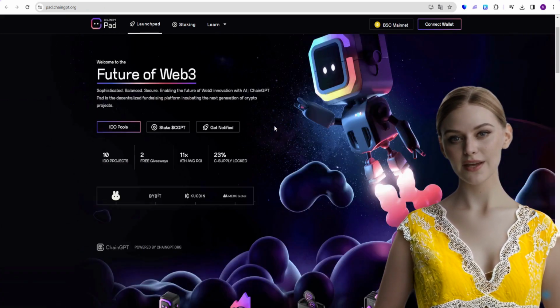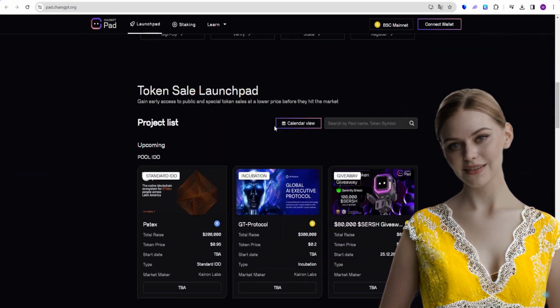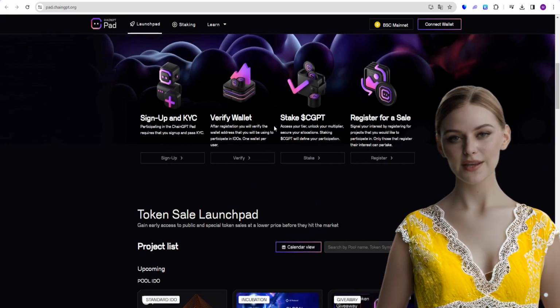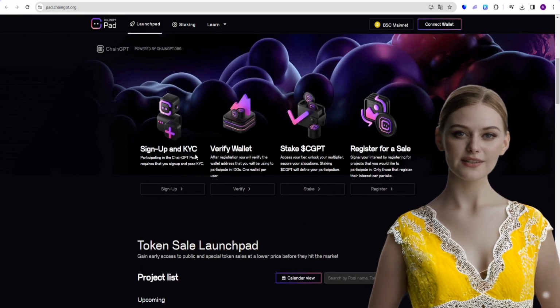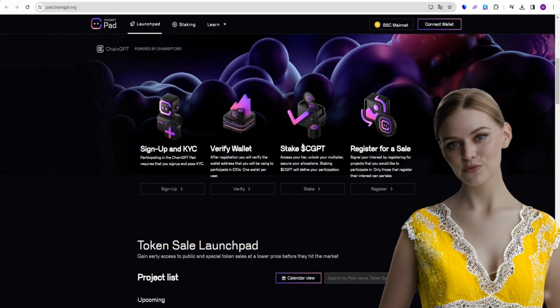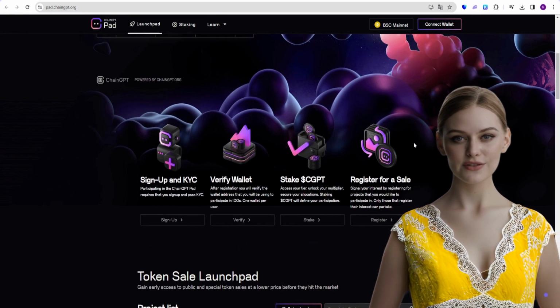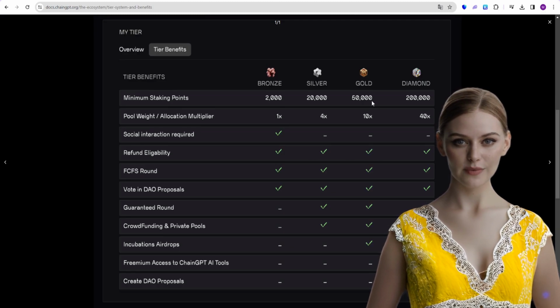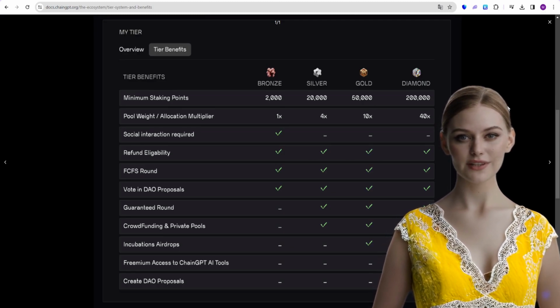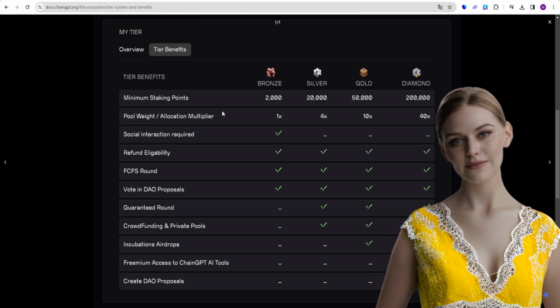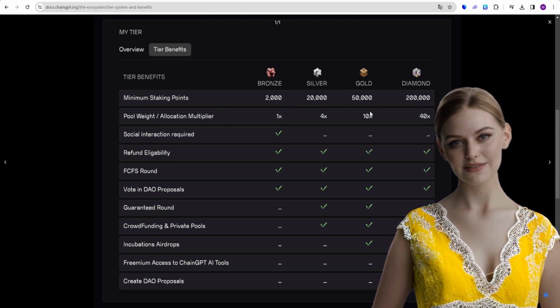If you want to participate in new IDOs by ChainGPT, you need to stake tokens. Additionally, you'll need to verify your identity and connect your wallet. Afterward, you can register for IDOs. But before all this, you need to check the tier levels because the amount you stake will depend on your tier level. The tier levels are as shown in the table. I recommend carefully examining this table.